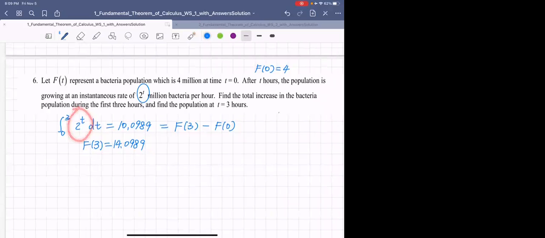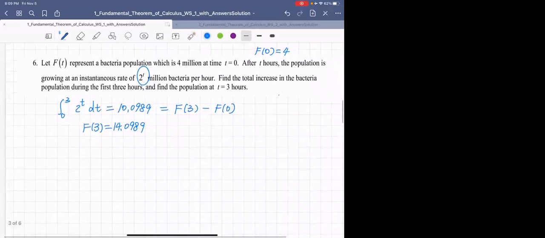Number 6 is also similar. They give you a function. You don't need to worry about finding the antiderivative. You just use the calculator to do it. But you can still find this by hand. We learned about this antiderivative.